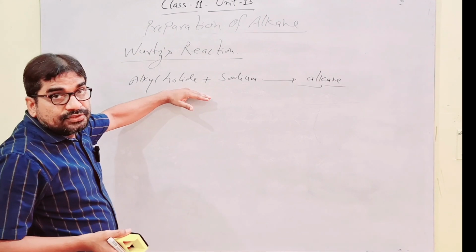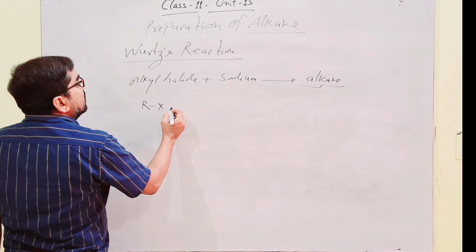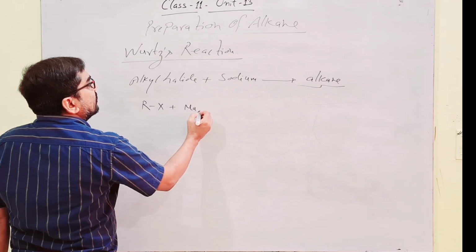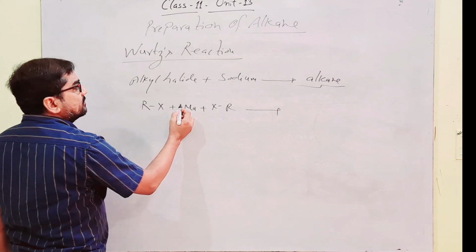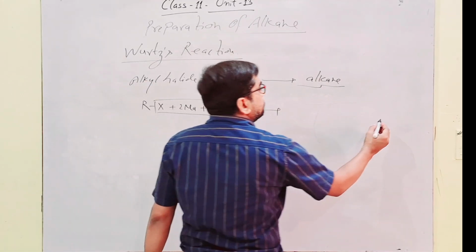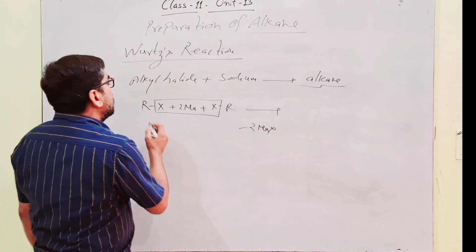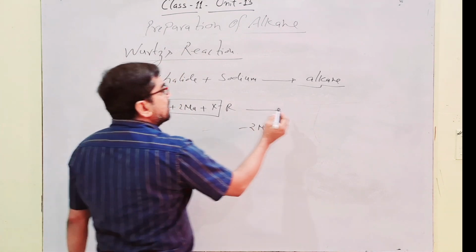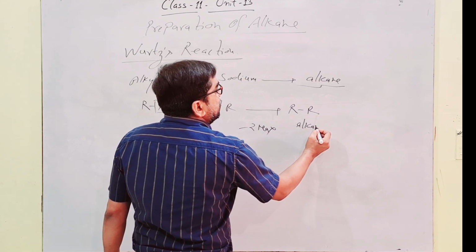So in this reaction, Wurtz reaction, alkyl halide RX reacts with sodium. Two molecules of alkyl halides are used with 2 sodium, 2 NaX are eliminated, and now R single bond R, an alkane, is obtained. This is alkane.